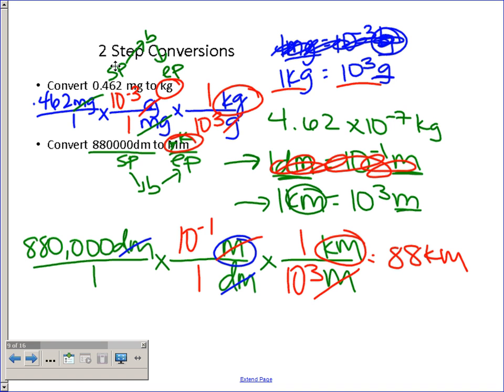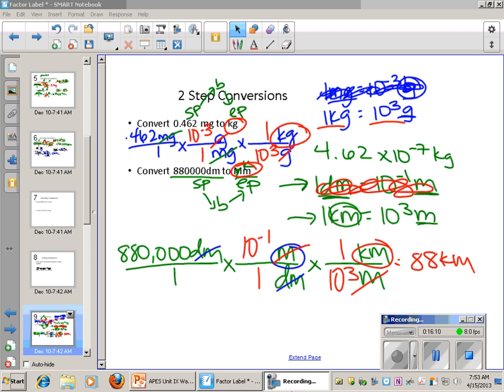So that's essentially 1 and 2 step conversions. The only other conversion we're going to look at is complex unit.